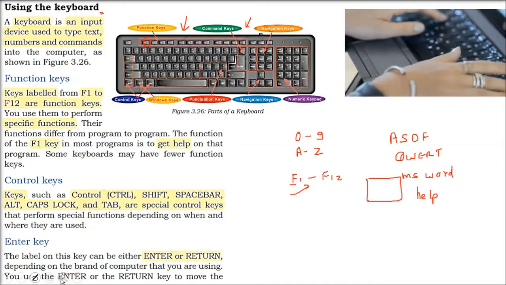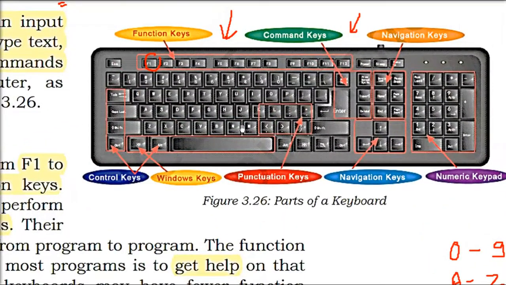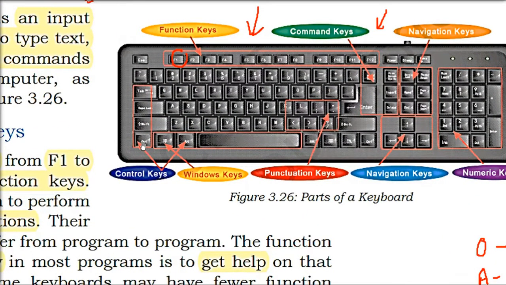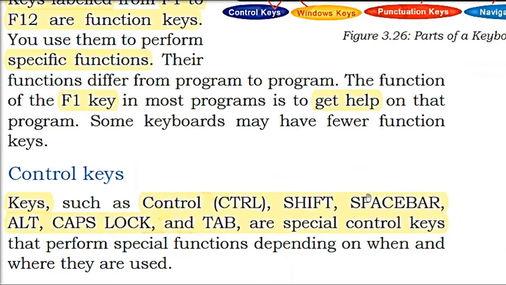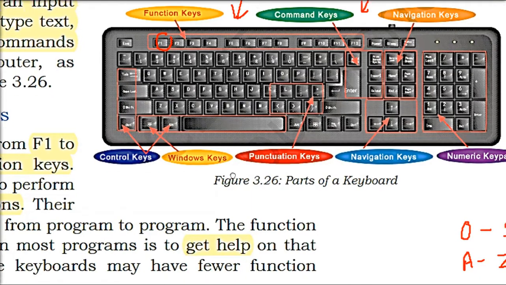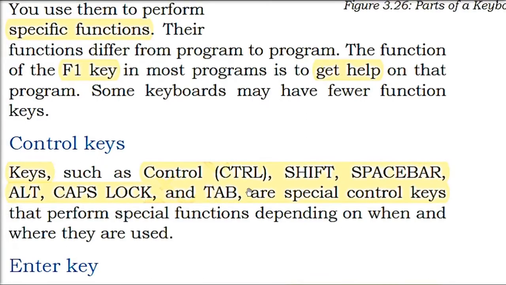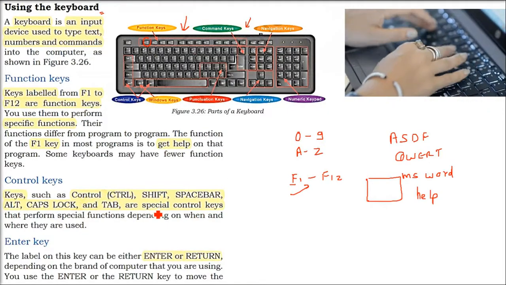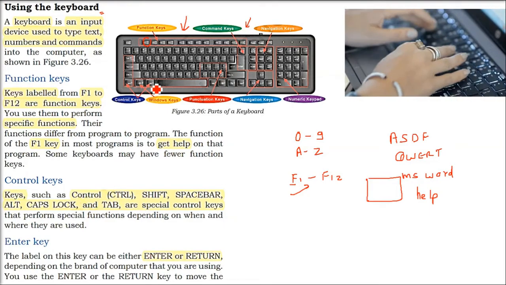Control keys. What are these control keys? Let me show you. First of all, the control key is control key only. So we have a CTRL, control key. Then we have Alt, Shift. We have a space bar, caps lock, tab. So these are all the control keys. Tab is space bar only, meaning 4 spaces. So wherever it is used, by itself it will work, or it will work in combination.